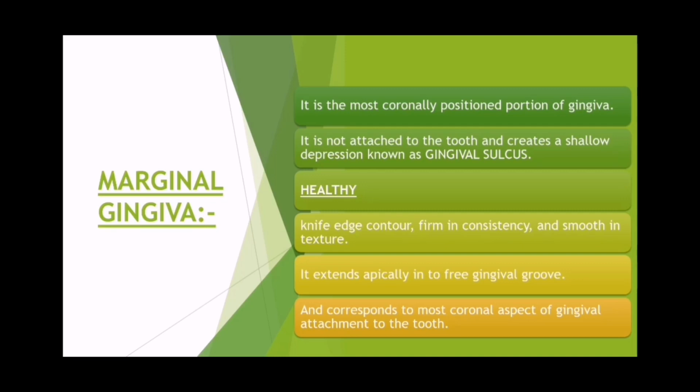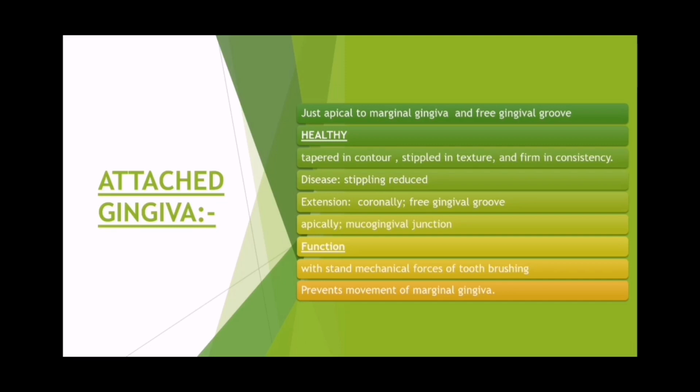Marginal gingiva is the most coronal portion of the gingiva. It is not attached to the tooth and creates a shallow depression known as the gingival sulcus. Healthy features of the marginal gingiva are a nicely edged contour, firm consistency, and smooth texture. It extends apically to the free gingival groove and corresponds to the most coronal aspect of the gingival attachment to the tooth. And we have the attached gingiva just apical to the free gingival groove.